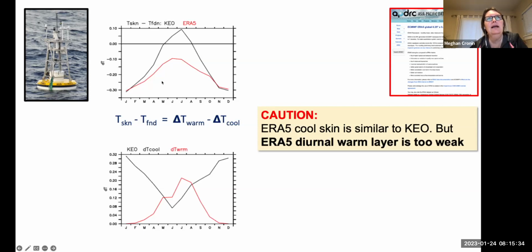And when I do a climatology for KEO, you can see it's quite different. It's twice as large, and the correction changes the sign.